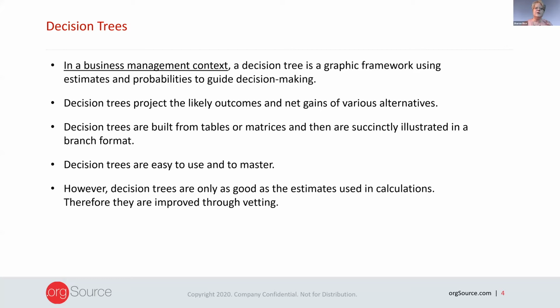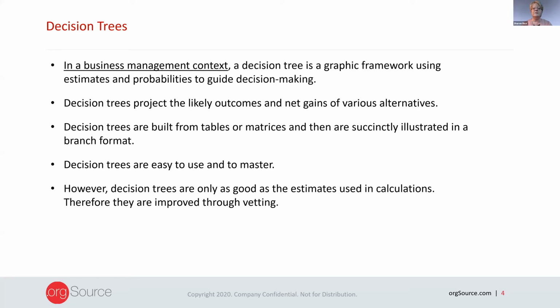So when we talk about decision trees in a business context, what we're really talking about is a graphic framework. We still use math, we still use estimates and probabilities, but hopefully this structured thinking will guide us to making the best possible decision. Decision trees also predict likely outcomes and net gains from various alternatives. One of the things that's key to a decision tree is that there have to be alternatives. You have to be deciding between alternatives.